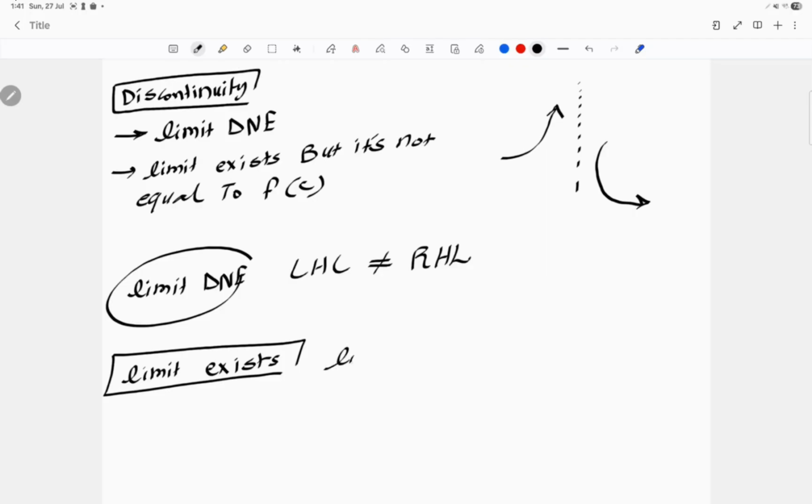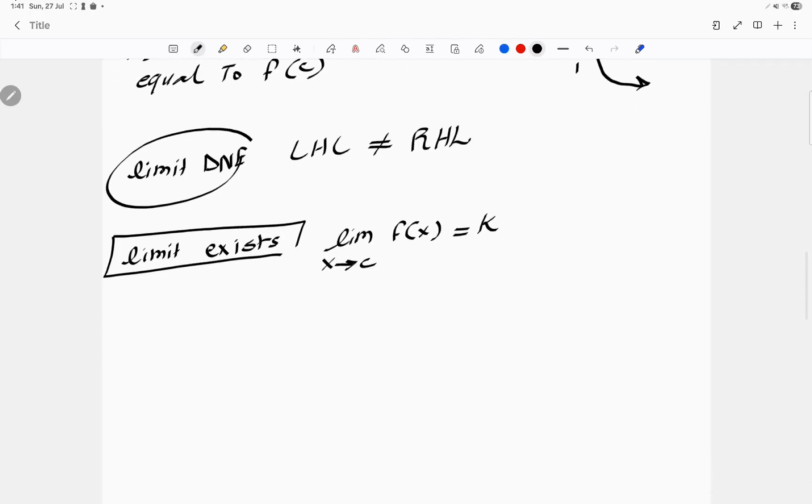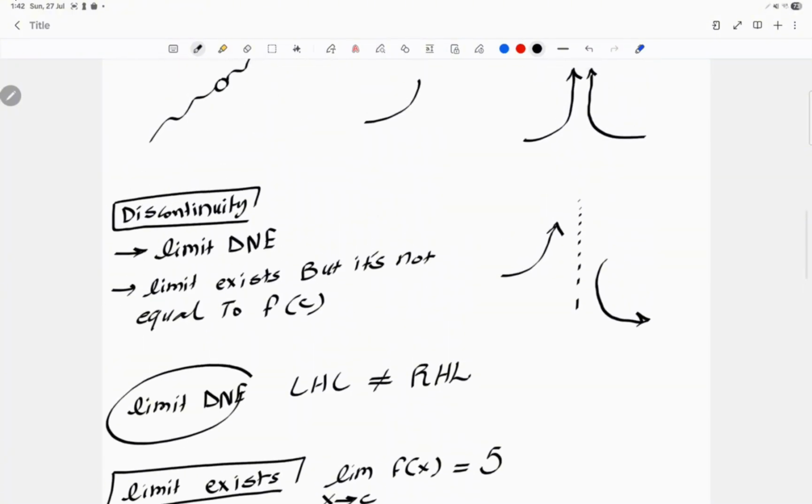So for example, the limit as x approaches c is equal to a certain number. Let's call it k. But then when you plug in f of c, you don't get k. So for example, maybe the limit is equal to 5, but the function at that same point is not equal to 5. Maybe it's equal to 4. So either this condition or that condition would make a function not continuous, which means discontinuous.